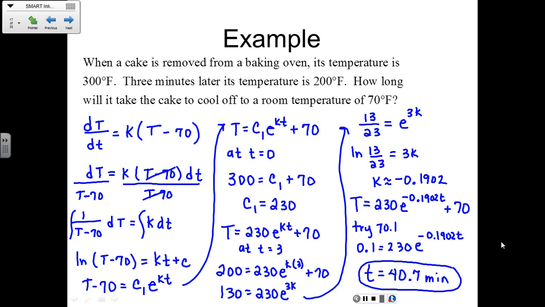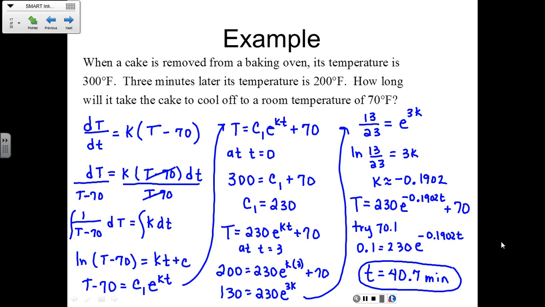So 0.001 divided by 230. LN that and divide by 0.1902 negative. Look at that. 64 minutes. That's a lot of difference, isn't it? So why can I not... Can you see why I cannot use 70?